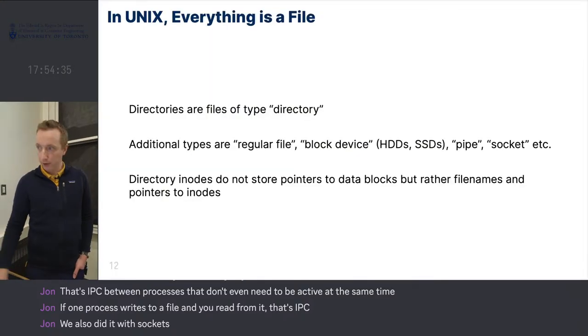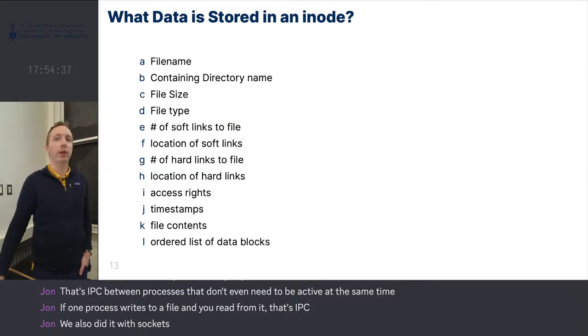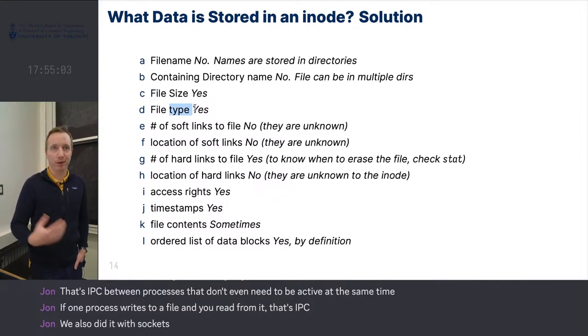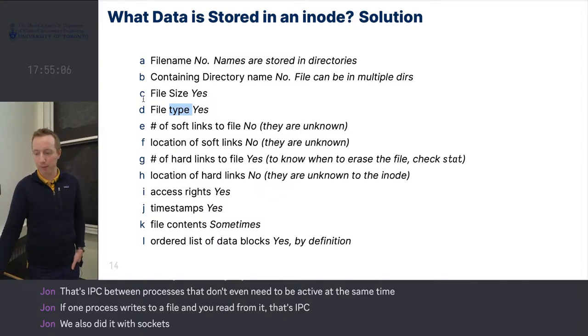All right. So now we can ask, what's stored on an inode? We'll go through this in record time. The file name is not stored on the inode. Names are only stored in directories. The inode also doesn't know what directories it's in, and a file can be in multiple directories. The file size is stored on the inode. The type is stored on the inode, so whether it's a directory, a regular file, a socket, or a symlink.